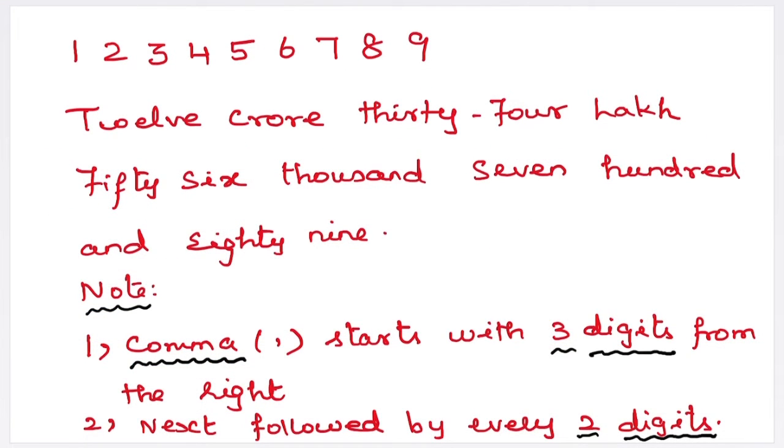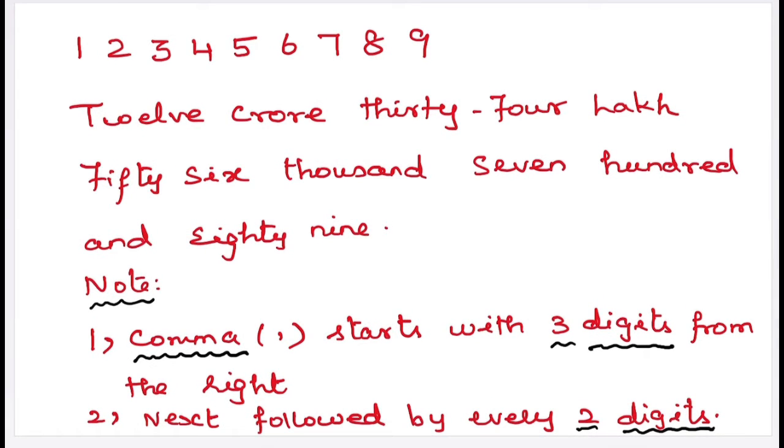In the Indian system, the comma starts after 3 digits from the right side. Each number is called a digit. That is, we place a comma after 3 digits from the right side of any large number. Here in this example, 1, 2, 3, 4, 5, 6, 7, 8, 9. We place the first comma before 7, 8, 9, leaving 3 digits from the right side.